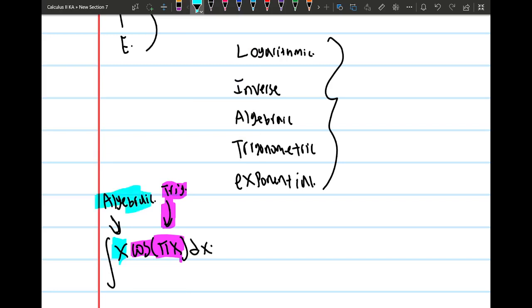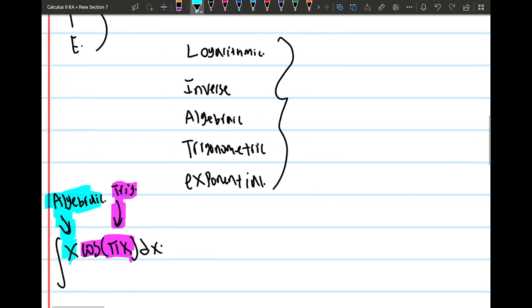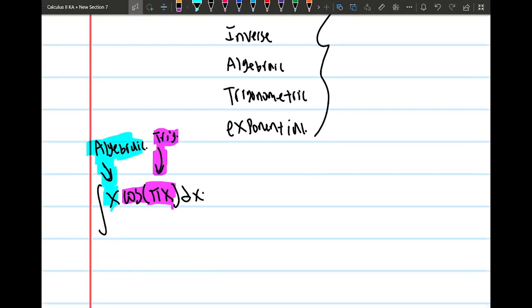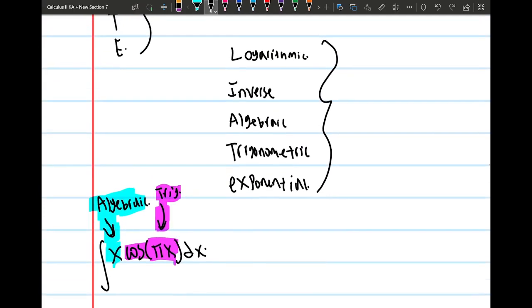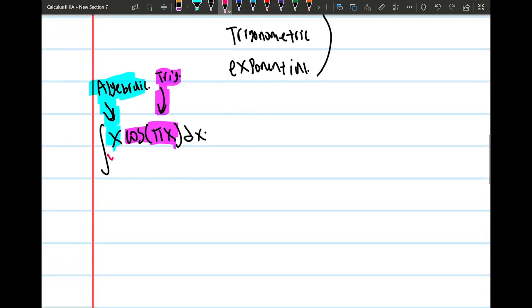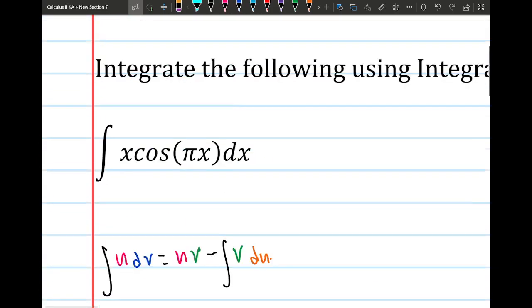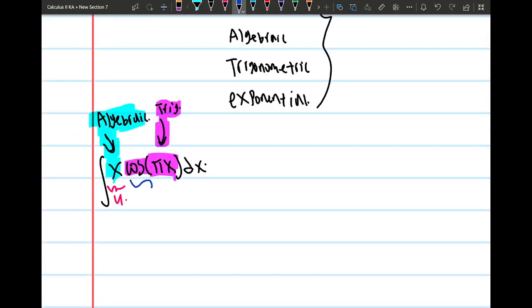According to my acronym here, the algebraic comes before the trigonometric. That's because if I'm looking at this clearly, there's an algebraic and a trigonometric, and according to this rule, the first one that I come across is algebraic. So this means that I'm going to make u equal to x. So this is going to be u, basically, and therefore the other part will be dv. This entire part, cosine of pi x dx, will be my dv. So that's how we know what u and dv are.